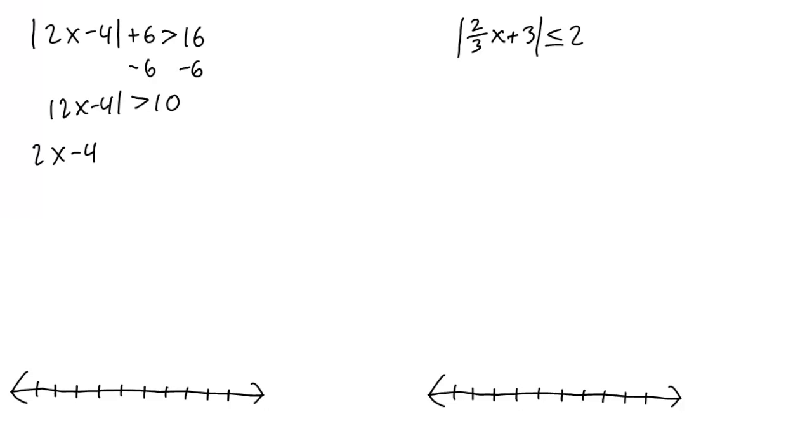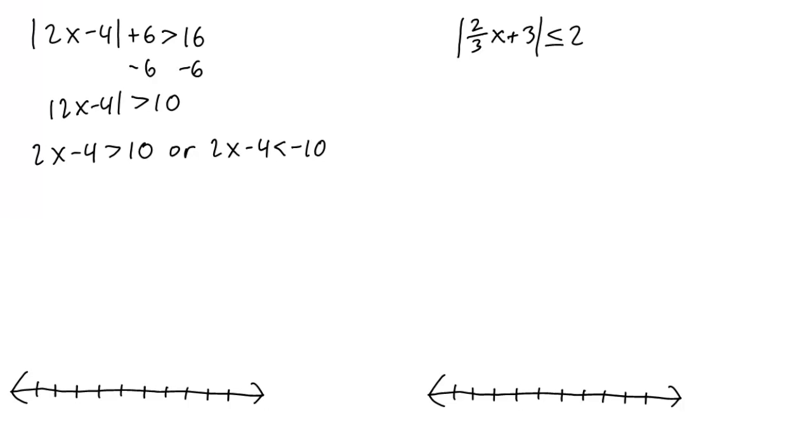2x minus 4 is greater than 10, or 2x minus 4 is less than negative 10. The reason we do this "or", and it's not saying you can do one or the other, you do have to do both, but the "or" is saying that 2x minus 4 is either greater than 10 or it's less than negative 10. We dealt with these back in the last section with inequalities.